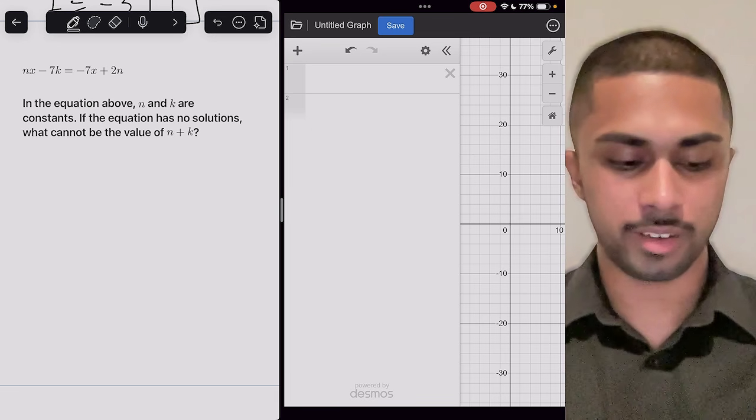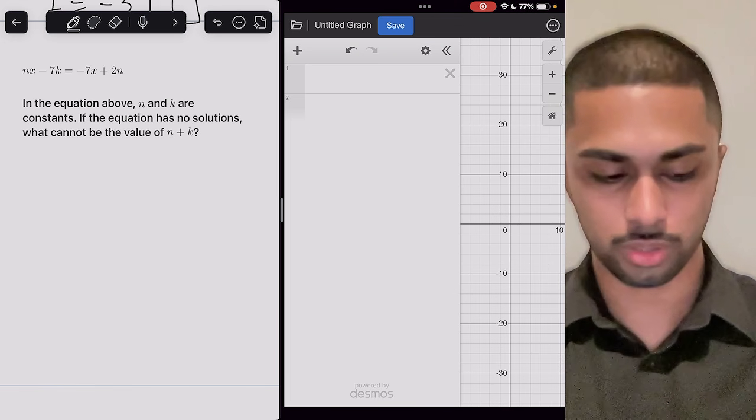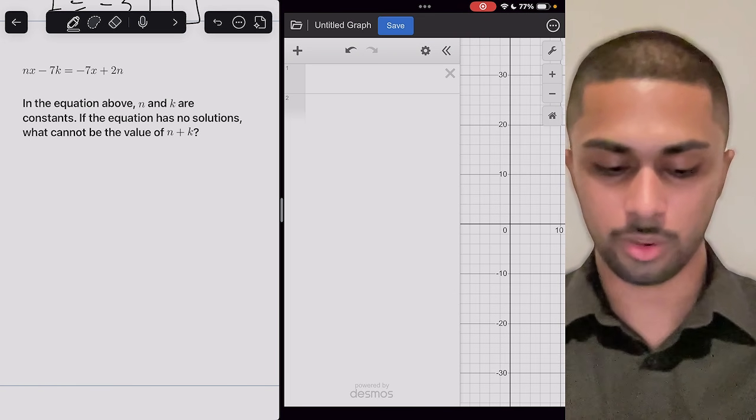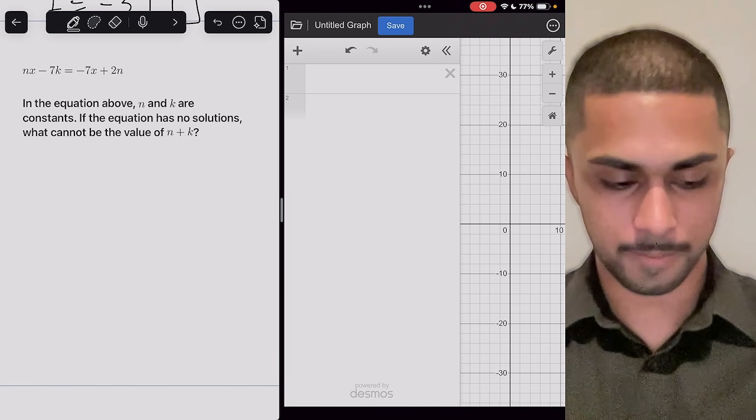In the equation above, n and k are constants. If the equation has no solutions, what cannot be the value of n plus k?